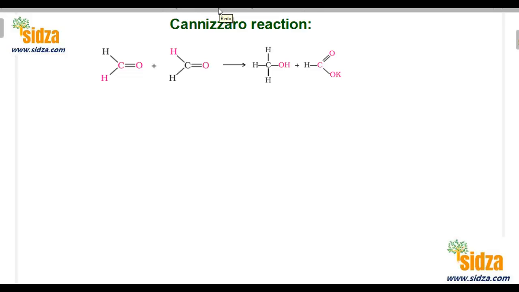Cannizzaro reaction. Aldehydes which do not contain any alpha hydrogen atom, when treated with a concentrated alkaline solution, undergo the disproportionation reaction, which means they undergo self-oxidation and reduction. So we have here formaldehyde. It does not have any alpha hydrogen atom.